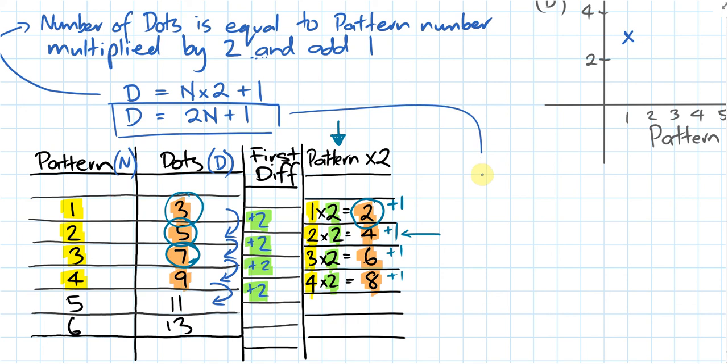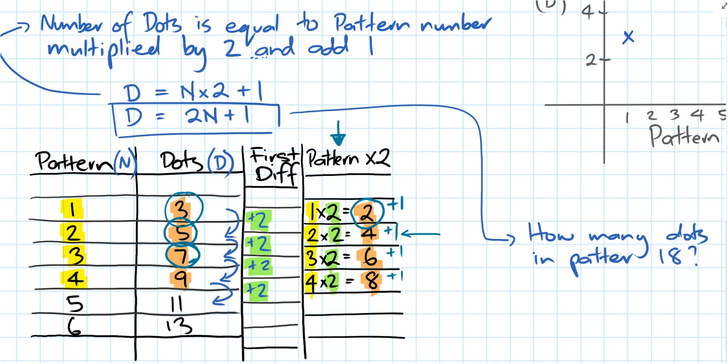From my equation, I can work out things like how many dots are there in pattern 18. From my equation, number of dots is equal to 2 times 18, so pattern number 18, plus 1. That would give me 36 plus 1, which is equal to 37. So 37 dots in pattern number 18.